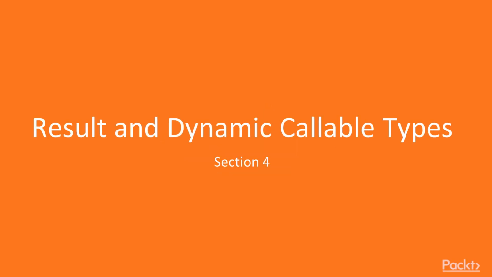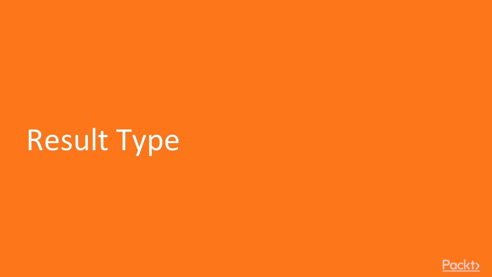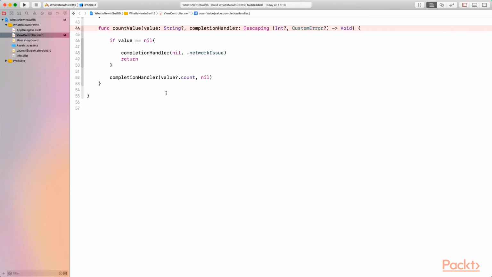Welcome to section 4, where we're going to be looking at the result and the dynamic callable types. The first feature that we're going to be looking at is how to use the result type for better error handling. What I've done in advance is to create a simple function. This function doesn't do much, it's just to illustrate exactly how to use the result type.